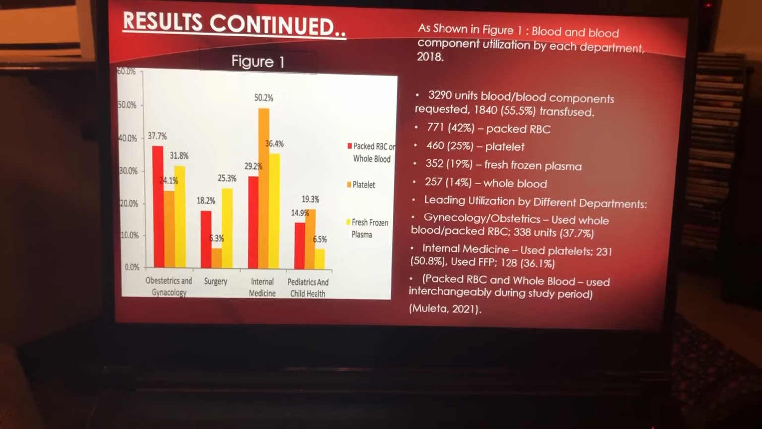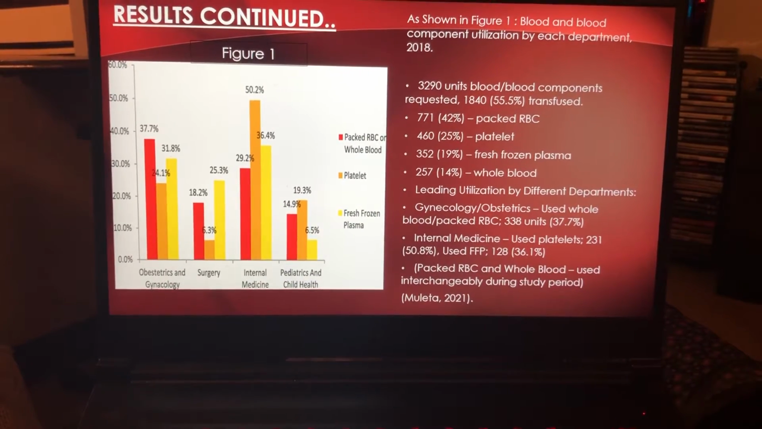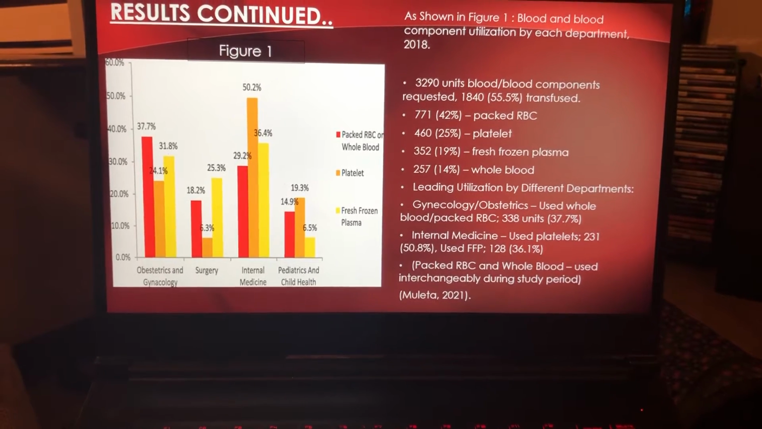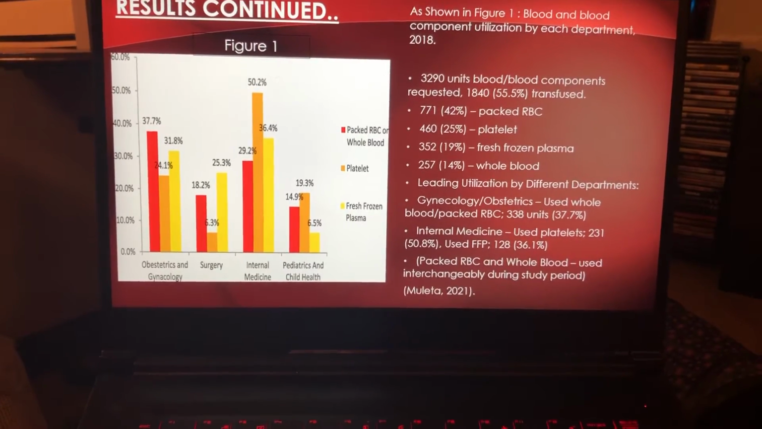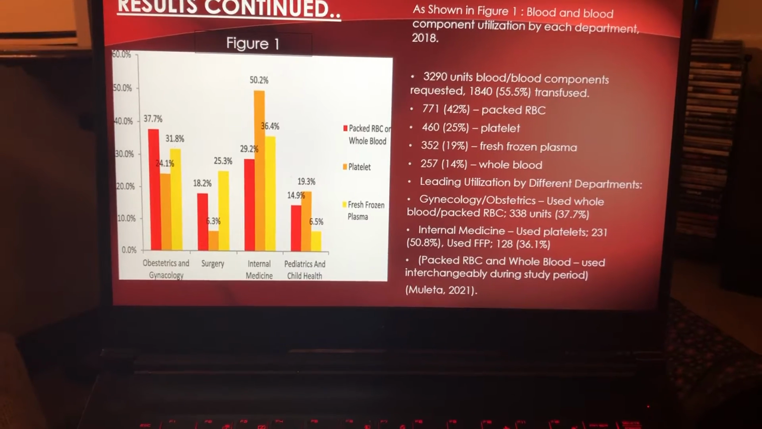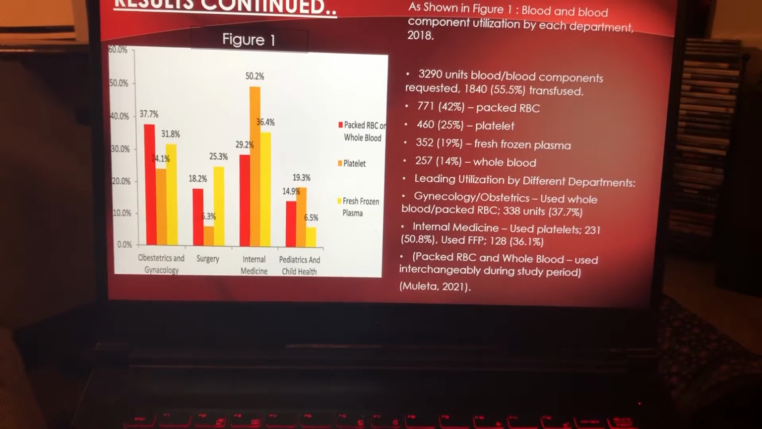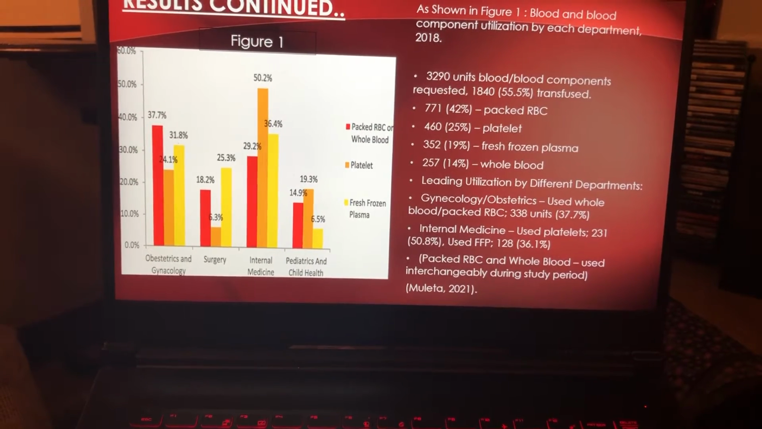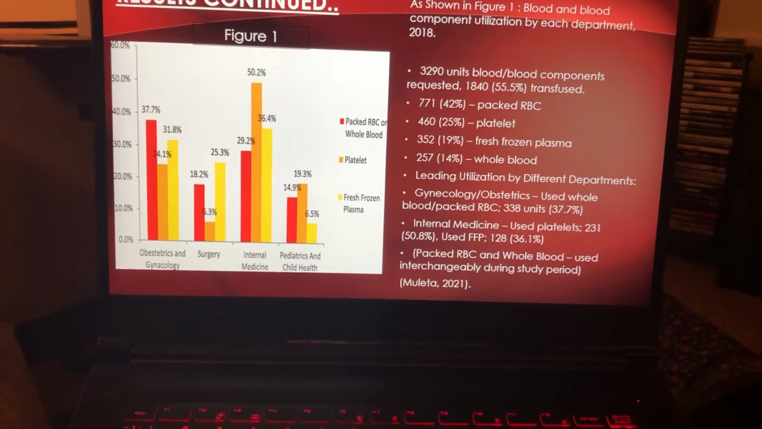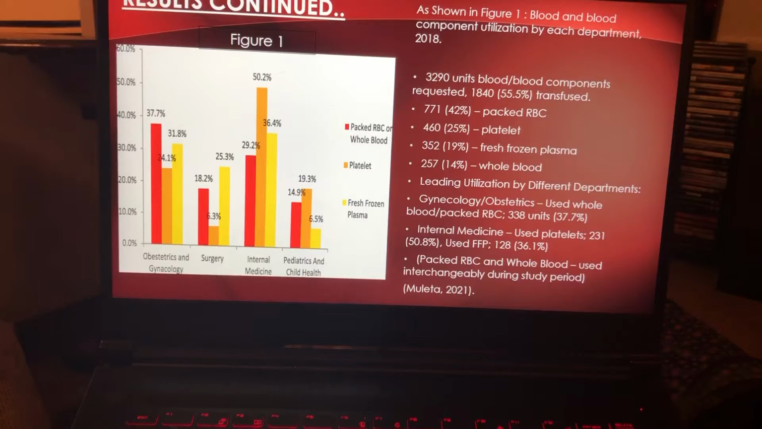The leading utilization by the different departments was gynecology and obstetrics first, which used whole blood and packed red blood cells, 338 units in total, which is 37.7% of the total amounts that were requested. Internal medicine used platelets, 231 or 50.8%. They also used FFP, which is 128 units, which is 36.1%. Throughout this study, packed red blood cells and whole blood were used interchangeably.